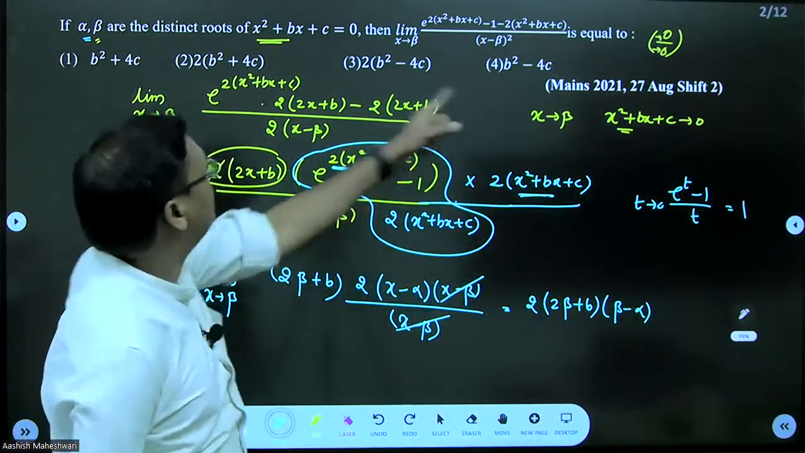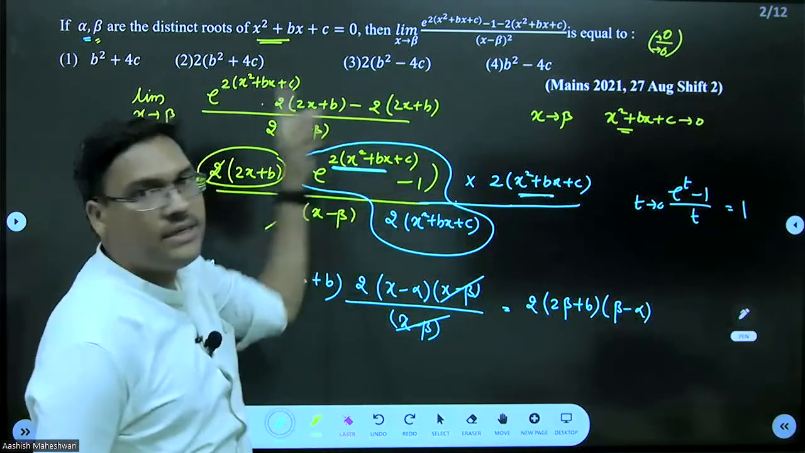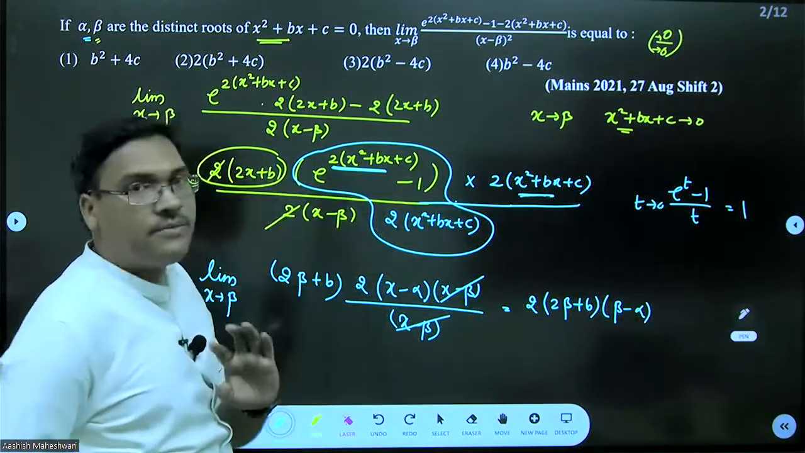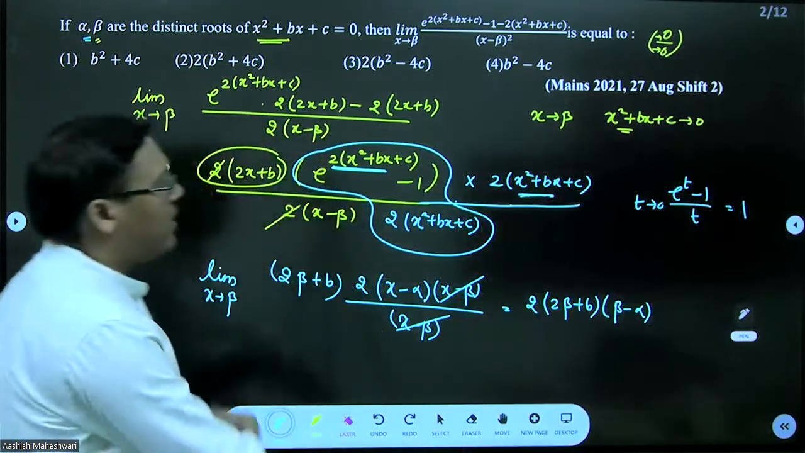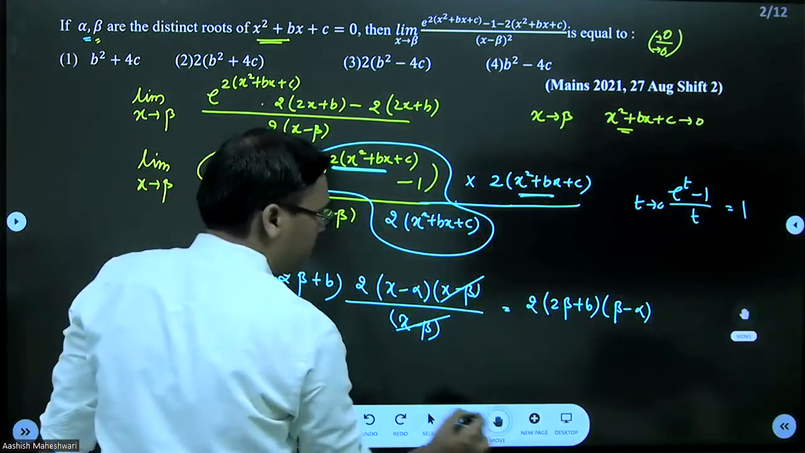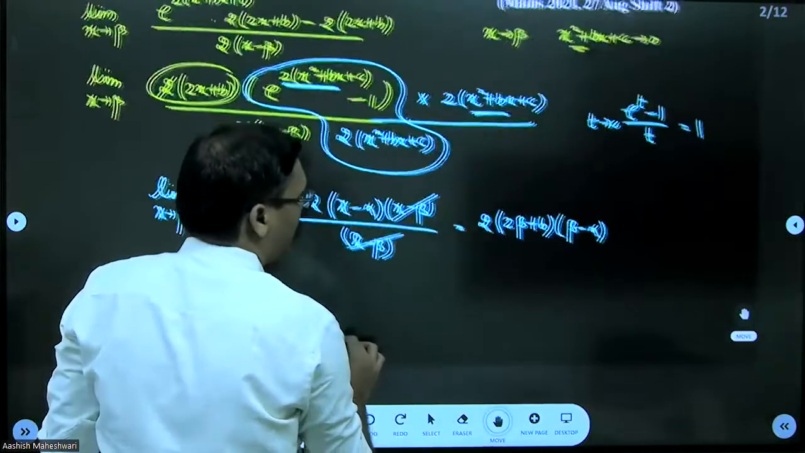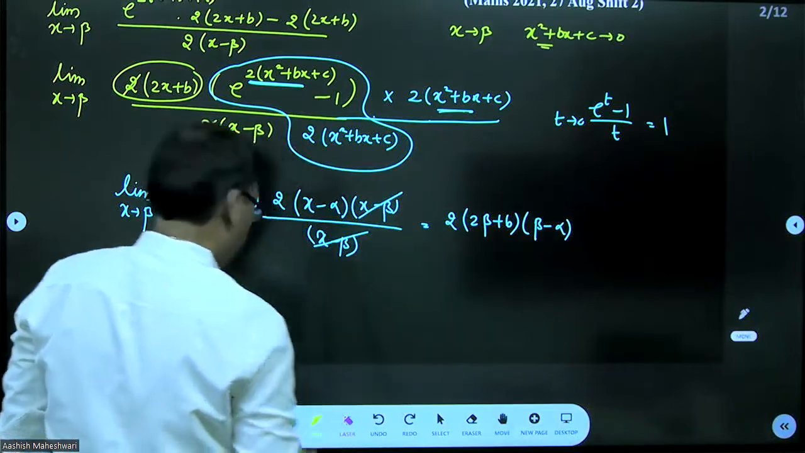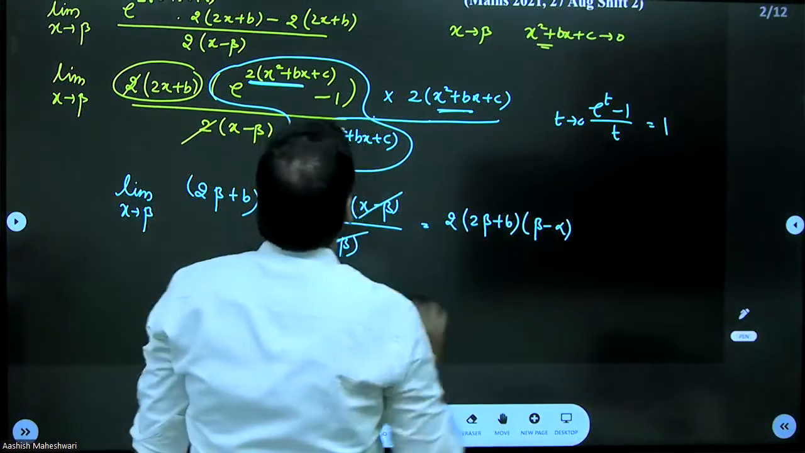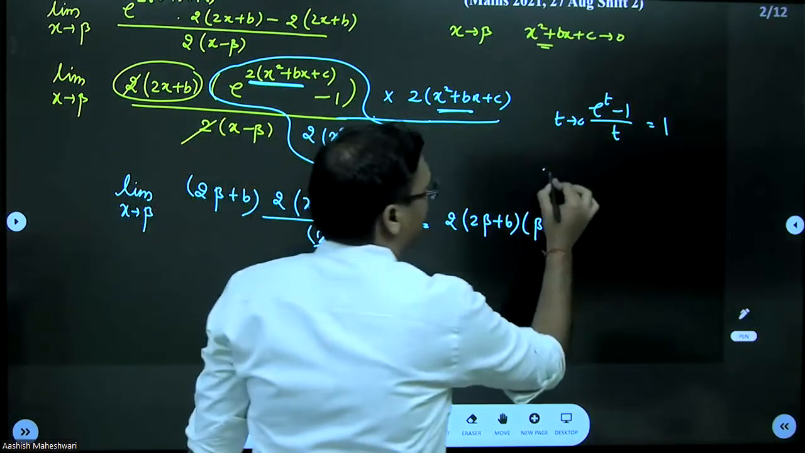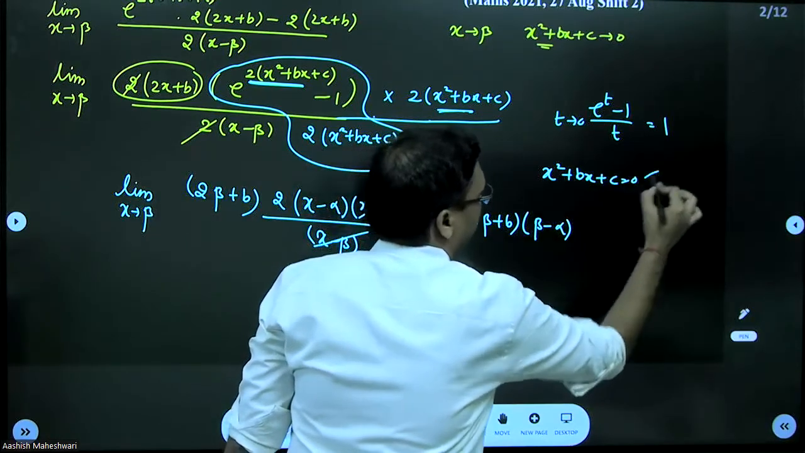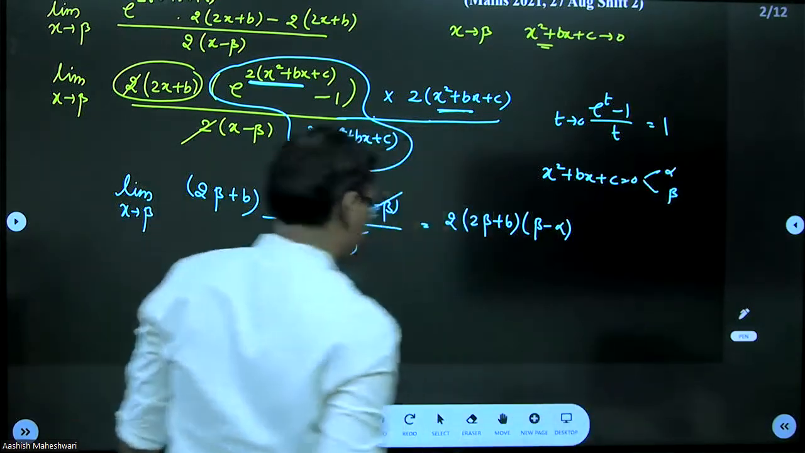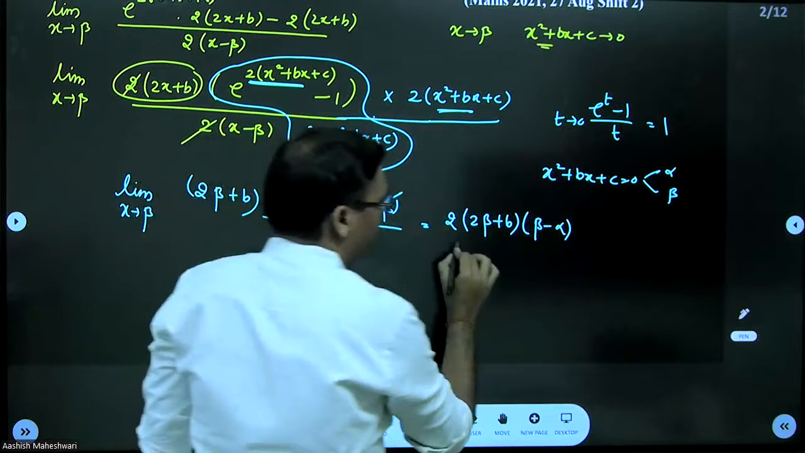But in the options you see, we have to write the limit in terms of b and c. That means you have to convert this expression into b and c. Okay. So now how can you convert this into b and c? You can see here, I have this expression. Alpha and beta are the roots of x square plus bx plus c. The roots are alpha and beta. If you just observe here, we have to just manipulate this.